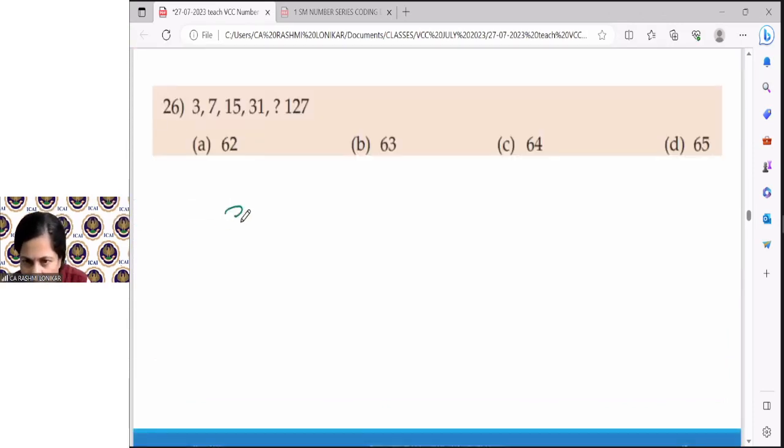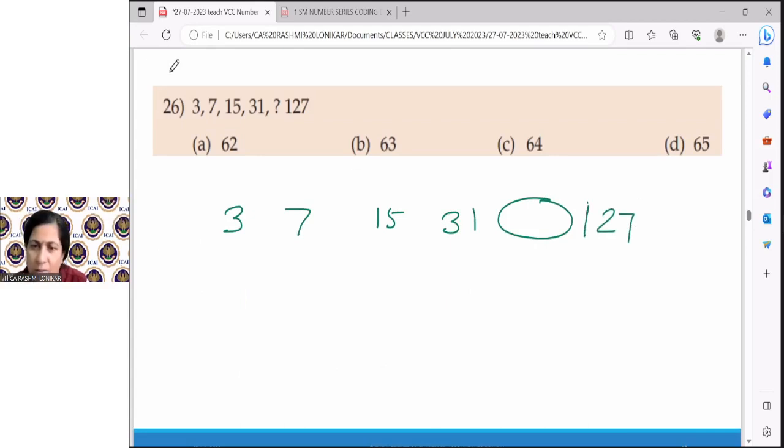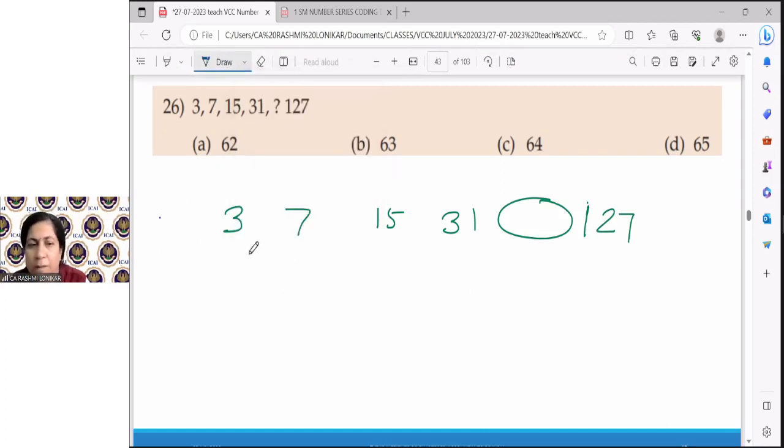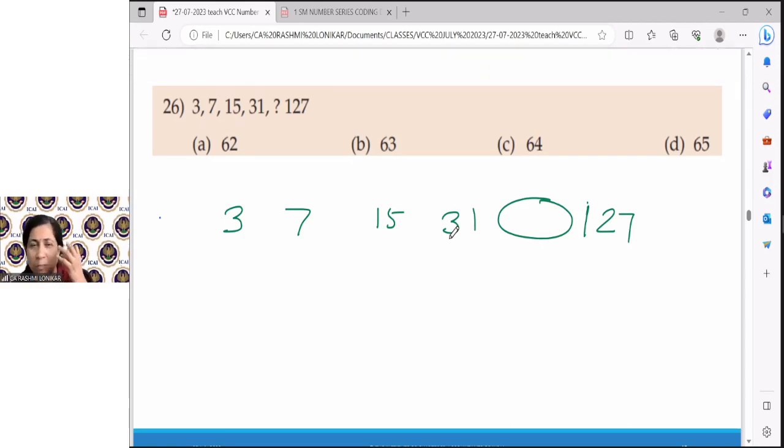This is 3, 7, 15, 31, question mark. Now you can see 3 and 7, they appear to be related because 3 twos are 6 and 7 is very near. 7 and 15, 7 twos are 14 and it is related. 15, 31. Okay, so here just looking at those numbers, things start popping up into your head.